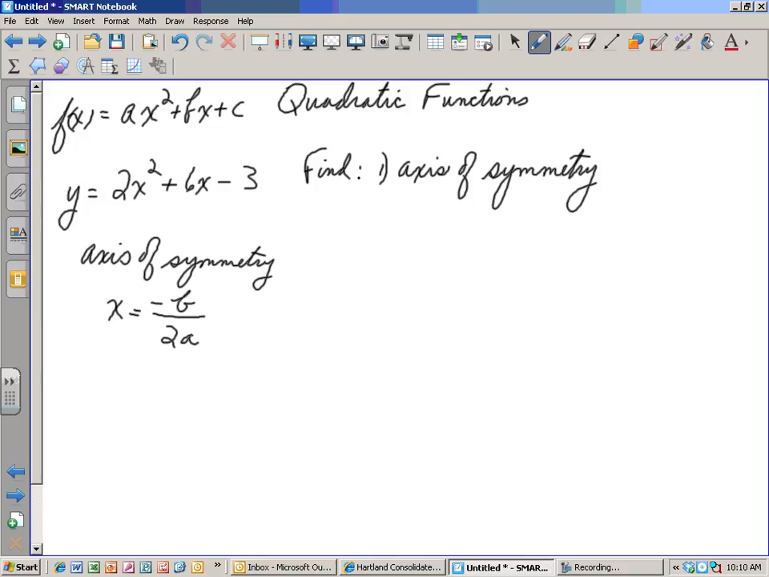So we're looking for the axis of symmetry. Let's identify that the a is 2. The b is 6. And the c is -3. That's what the a, b, and c are. And in order to find the equation of the axis of symmetry, the opposite of b, which is -6, because we want the opposite of a positive 6, which is -6, over 2 times a. 2 times 2 is 4.